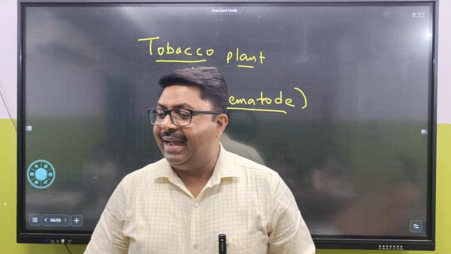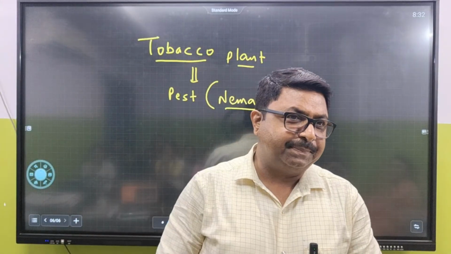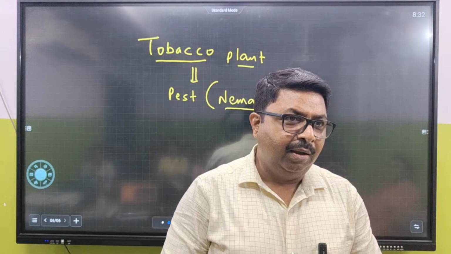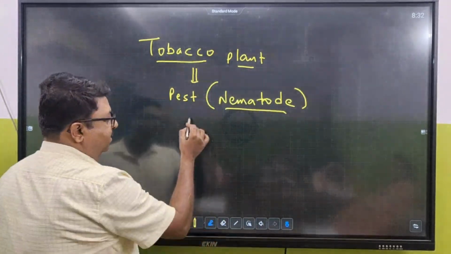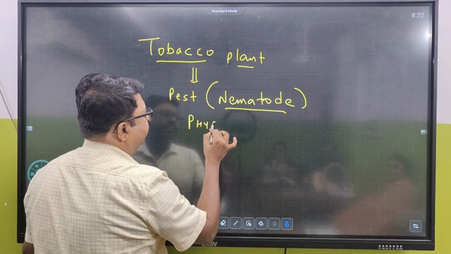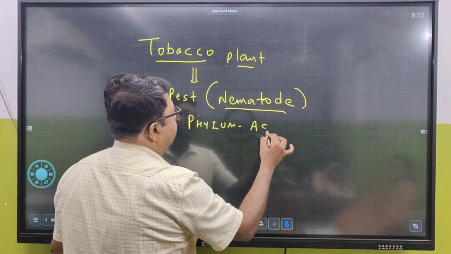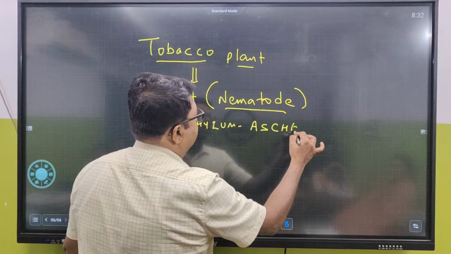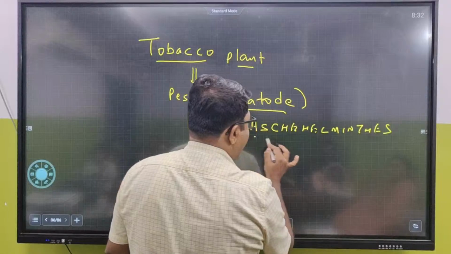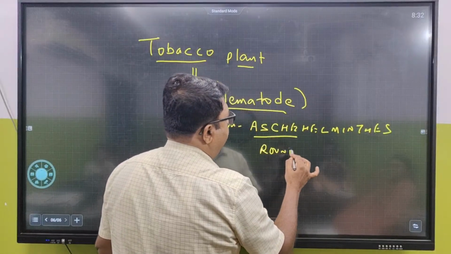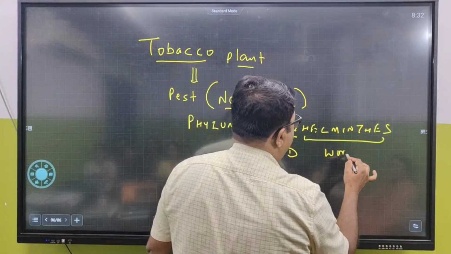If you remember the animal kingdom, mone ache? Tell me which phylum it comes under. Aschelminthes. Nematoda. What is the phylum? The phylum is Aschelminthes. Asch means round and helminthes means worm. So it's a round worm.